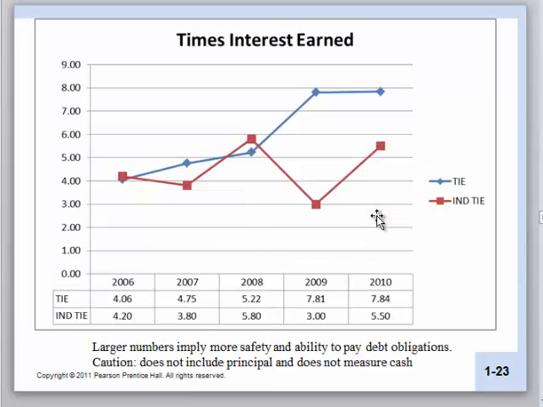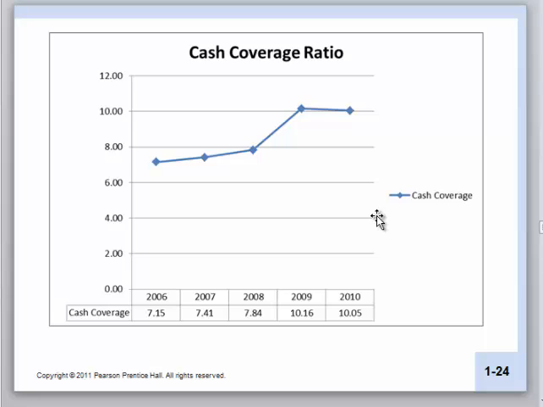The TIE ratio, you can see here that Coors has a much greater ability to pay on interest than what the industry does. So they really have no challenges. I mean, they have less debt, so it kind of makes sense that they should have a greater ability to pay. But you can see that it is growing. The industry is kind of growing as well. But we have this increase in ability to pay. The cash coverage ratio, which incorporates obviously a cash flow number rather than a profit number, also again shows that Coors has increasing ability to pay on interest.